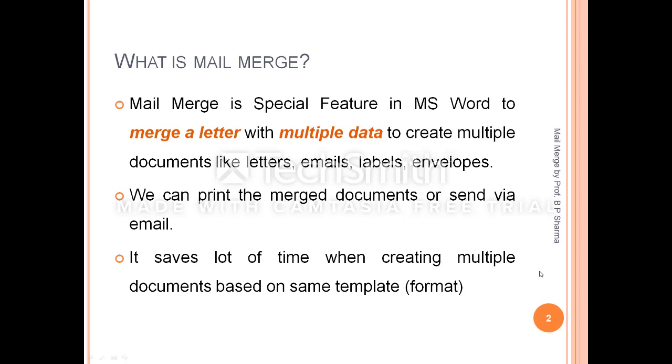So just see the definition. What is MailMerge? MailMerge is a special feature in MS Word to merge a letter or document with multiple data to create multiple documents. That could be a letter, an email, certain labels, or printed envelopes. Here we can print the merged document and send it via email also. It saves a lot of time when creating multiple documents based on the same template.